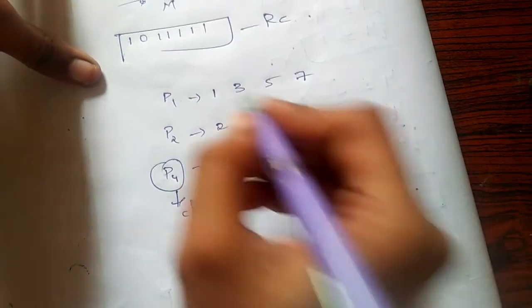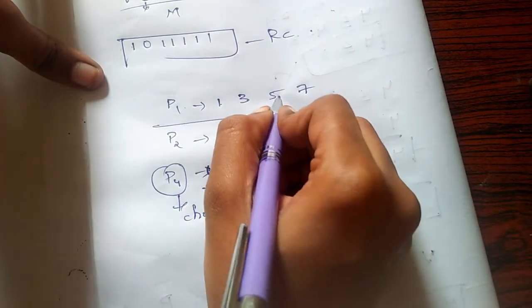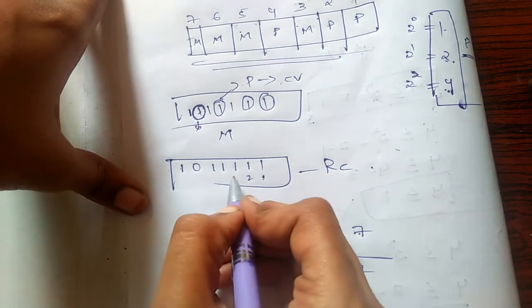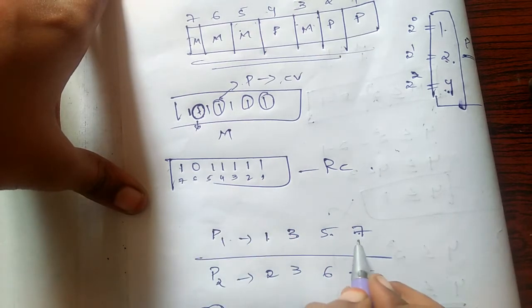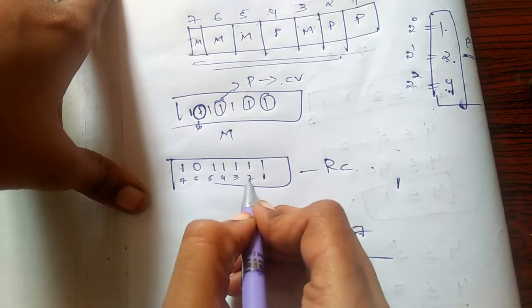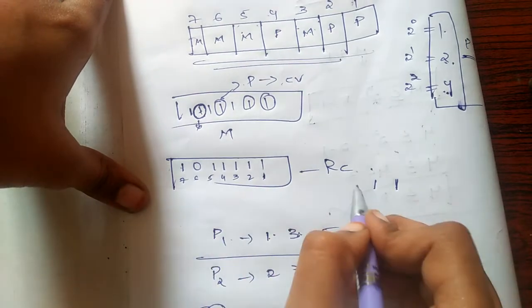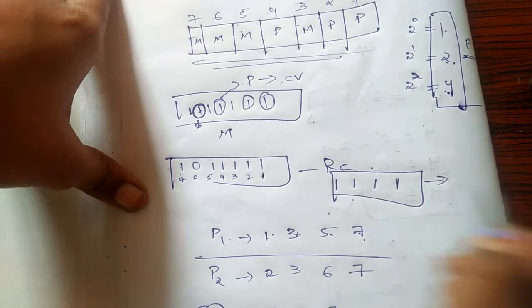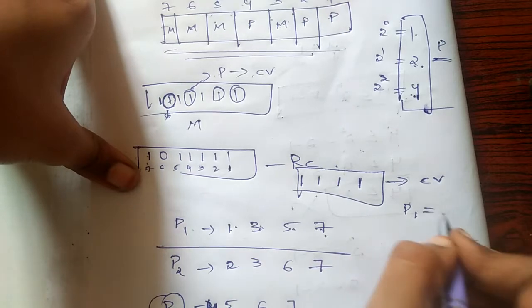Okay. Now let's check at the positions. At positions 1, 3, 5, 7. At positions 1, 2, 3, 4, 5, 6 and 7. So at positions 1, 3, 5, 7, at 1 we have 1, at 3 we have 1, at 5 we have 1, at 7 we have 1. So if all are ones, it means it satisfied even parity, then we have to put P1 as 0.